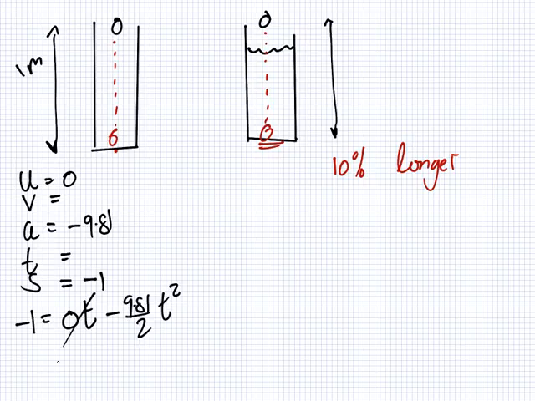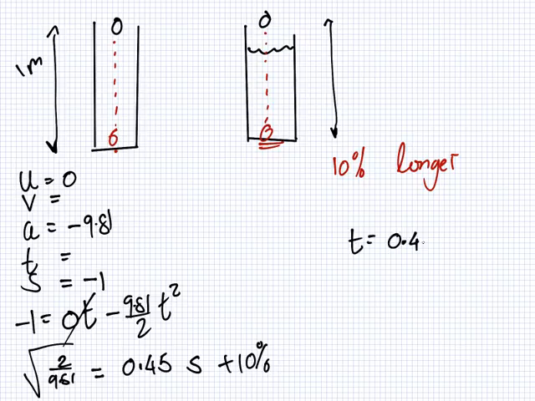So we have the square root of 2 over 9.81. Yes? Minus 1 minus. Sorry, my bad, nothing happened. 0.45 seconds is the time. This one takes 10% longer. So I should add on 10%. And here I'll get the T is 0.497. How do you add on 10% quickly? Anybody know?